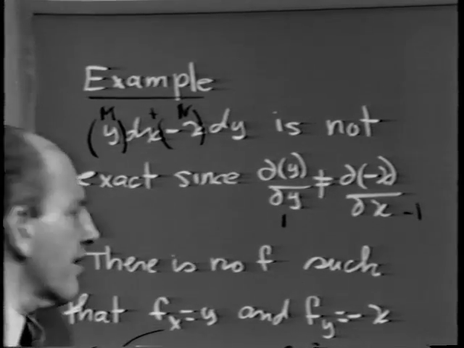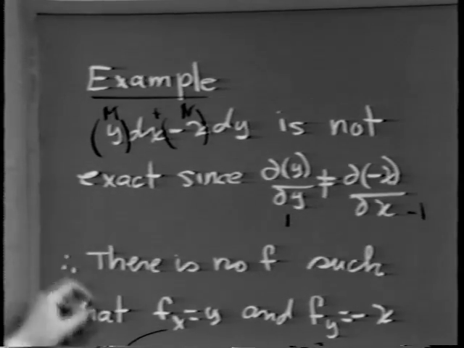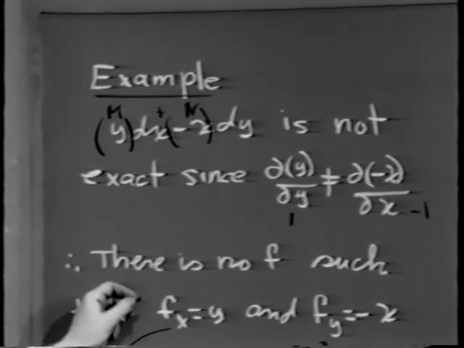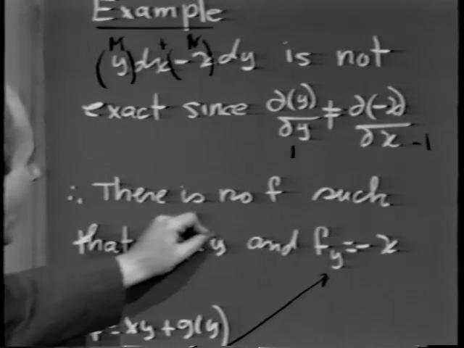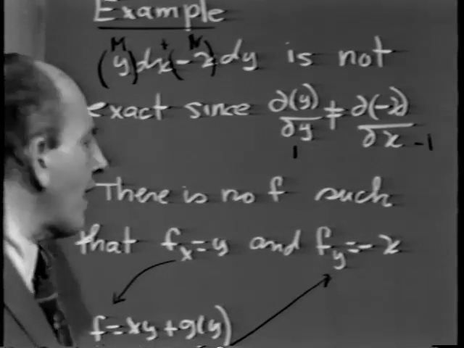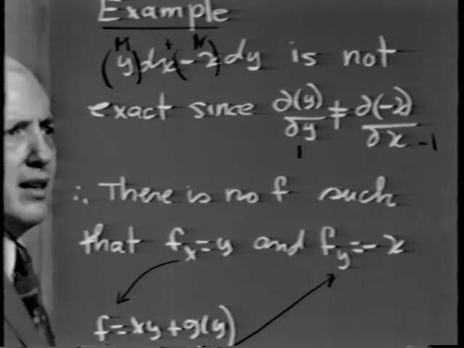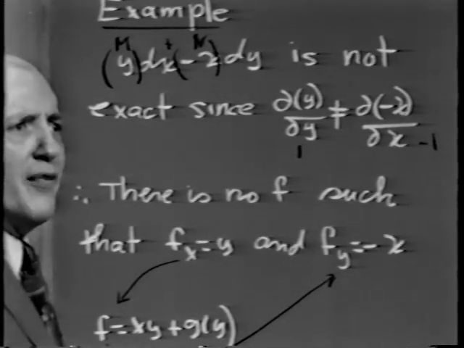What does it mean to say that this is not exact? What it means is that there is not a single function in the whole world that has the property that its partial with respect to x is y and its partial with respect to y is minus x. You can look forever, and not only won't you find one, there isn't one.